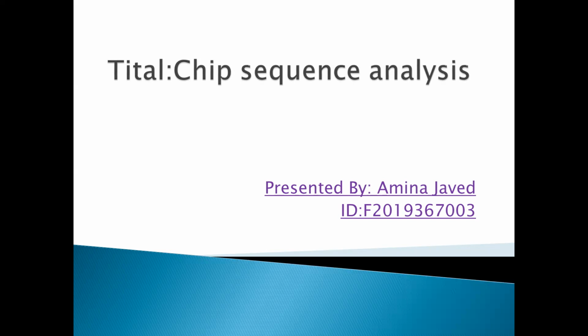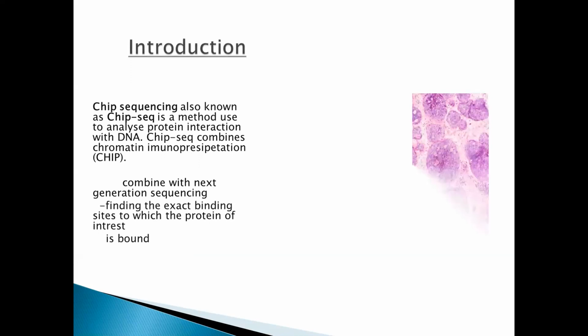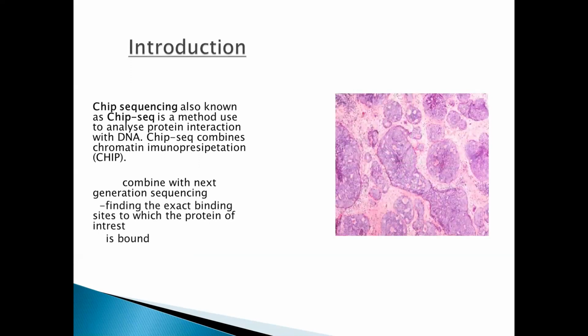So I will discuss first about its introduction. ChIP sequencing, also known as ChIP-seq, is a method used to analyze protein interaction with DNA. ChIP-seq combines chromatin immunoprecipitation. This technique can be combined with next-generation sequencing to identify the exact binding sites of protein of interest.